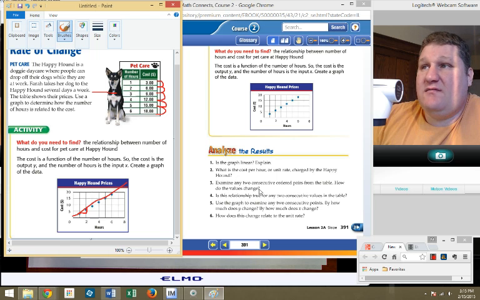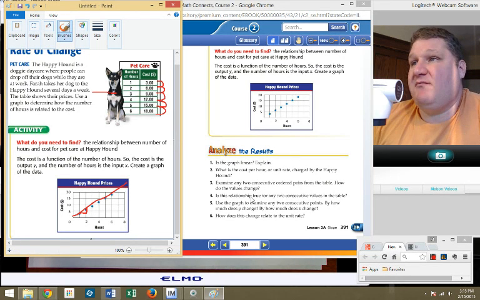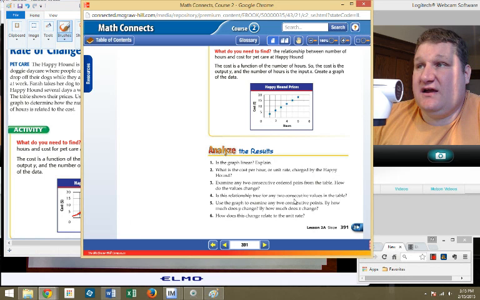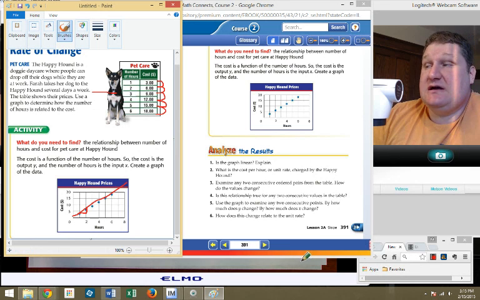Now it says examine any two consecutive ordered pairs from the table. How do the values change? So from 1 to 2 goes from 3 to 6. That's just what we did. And the nice thing is from 2 to 3, it goes from 6 to 9. It goes up by the same amount. Is this relationship true for any two consecutive pairs? And consecutive means next to each other. Any two numbers next to each other? And the answer is yes, it does.